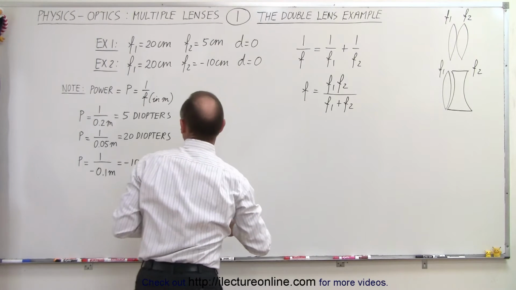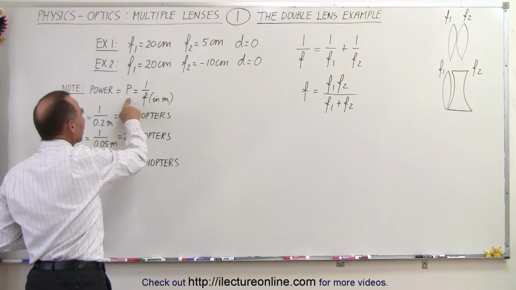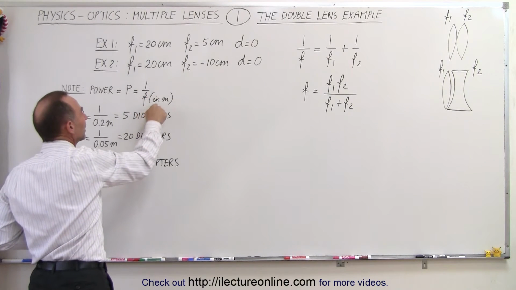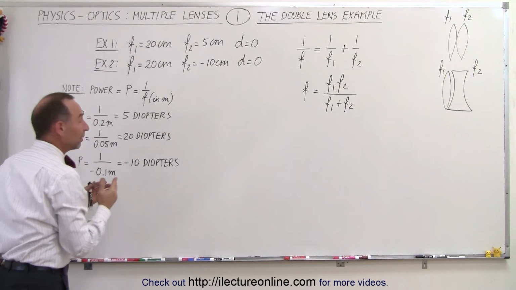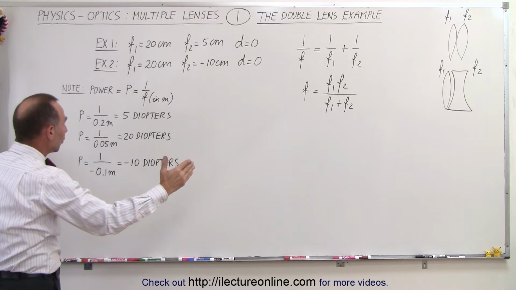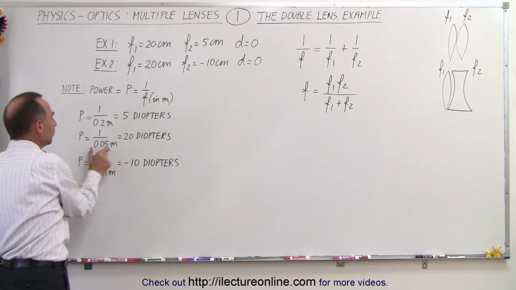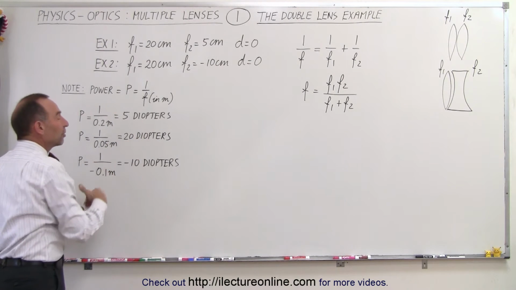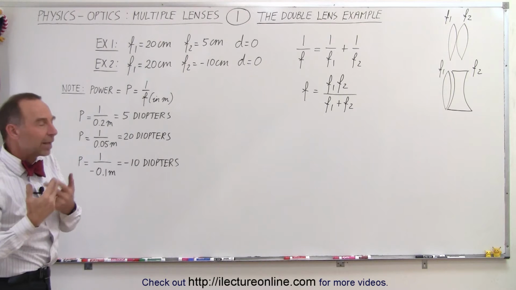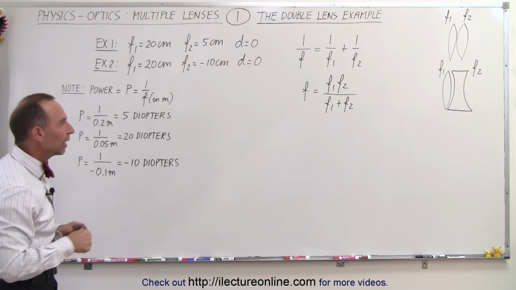Well, notice that we can also talk about the power of the lenses. The power in diopters is equal to 1 over the focal length in meters. So notice that a lens with a longer focal length has less power. In other words, the number of diopters is smaller. If the focal length is smaller, the number of diopters is bigger. The bigger the number of diopters, the more effect it has on bending the light going through the lenses.